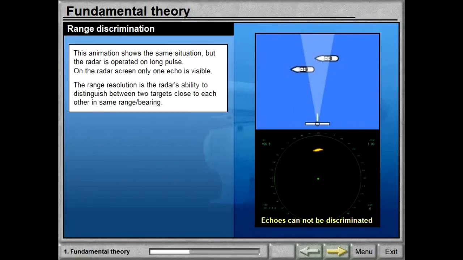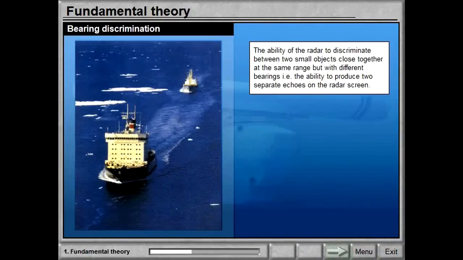The range resolution is the radar's ability to distinguish between two targets close to each other, in same range or bearing. Bearing discrimination is the ability of the radar to discriminate between two small objects close together, at the same range but with different bearings. That is, the ability to produce two separate echoes on the radar screen.